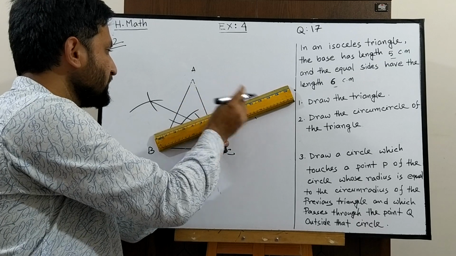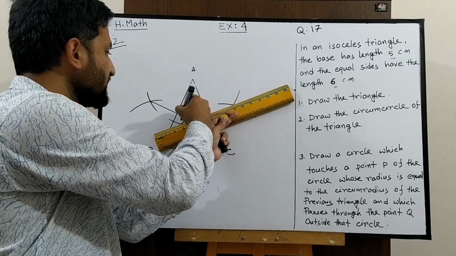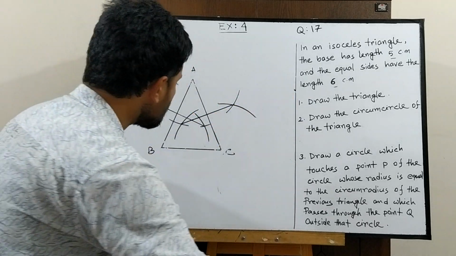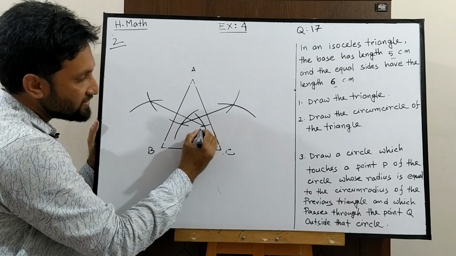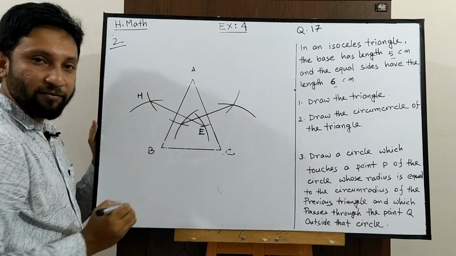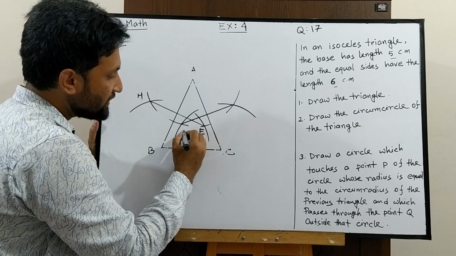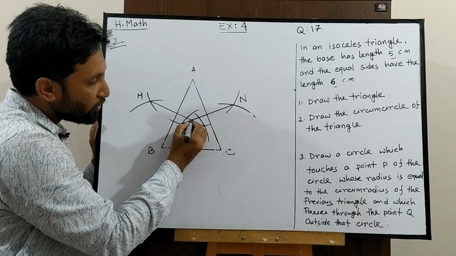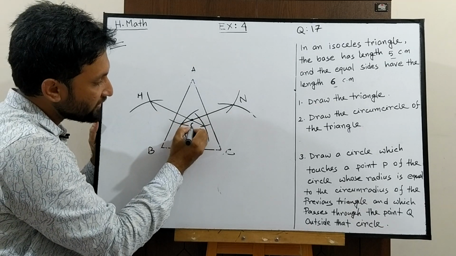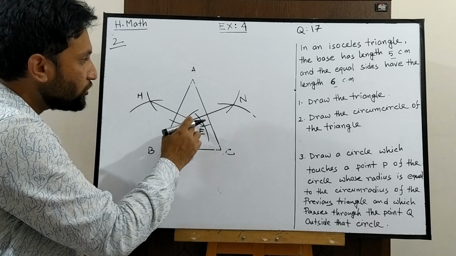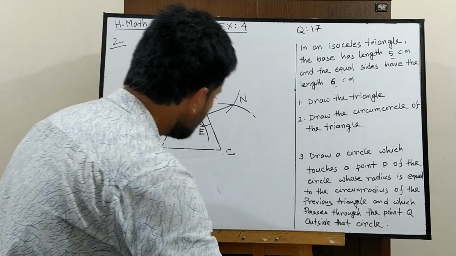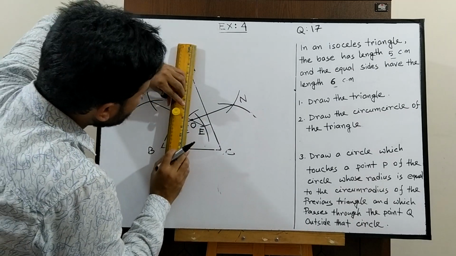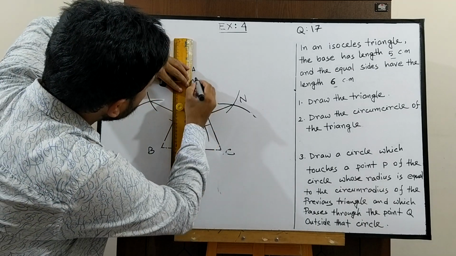Here, follow this. This is the bisector line of AC. So mention the bisector line of AB is EM and the bisector line of AC is FN. The two bisector lines intersect at a point. Here the two bisector lines intersect at point O. Now join O and A, OA.